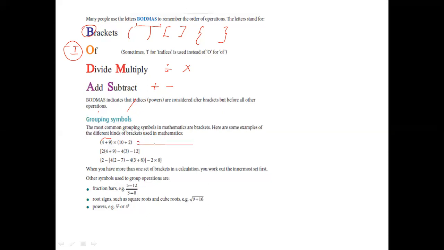4 plus 9 is 13, and that's the first bracket. And times, the second bracket is 10 divided by 2, which is 5. Then you can multiply the numbers. So 13 times 5 is 65.